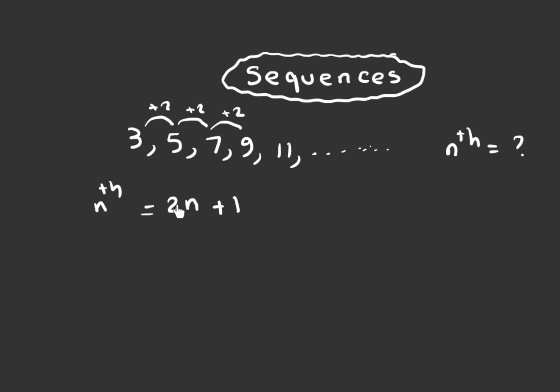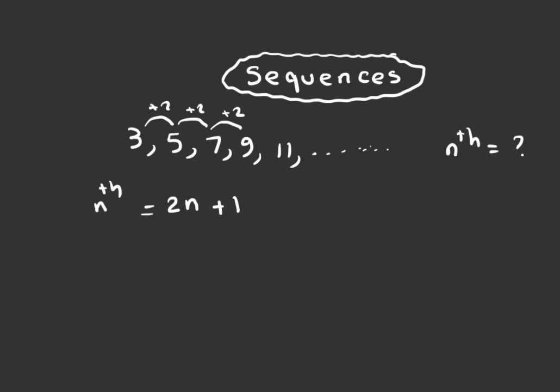So when we add 2 every time, it is 2n plus a number. How do we find this number? 2 plus what equals 3? So 2 plus 1. Or go one step back. From 5 to 3, subtract 2. So if we subtract 2 from 3, we have 1, so this number is 1.